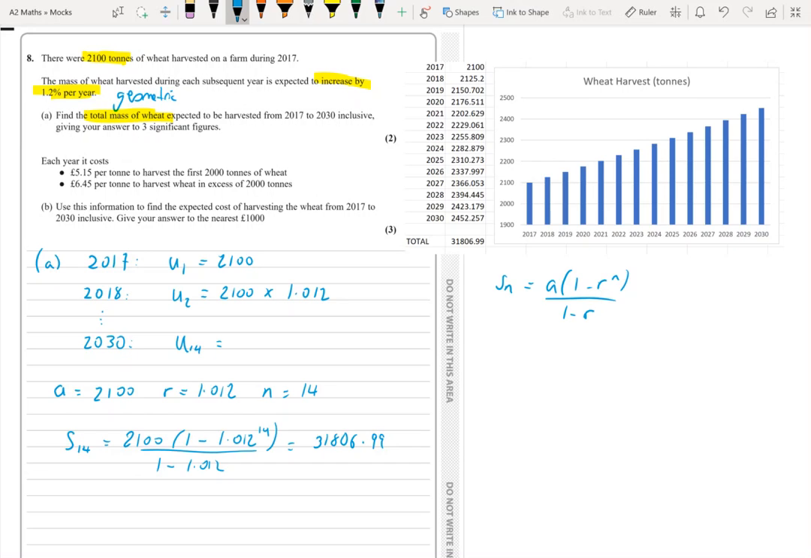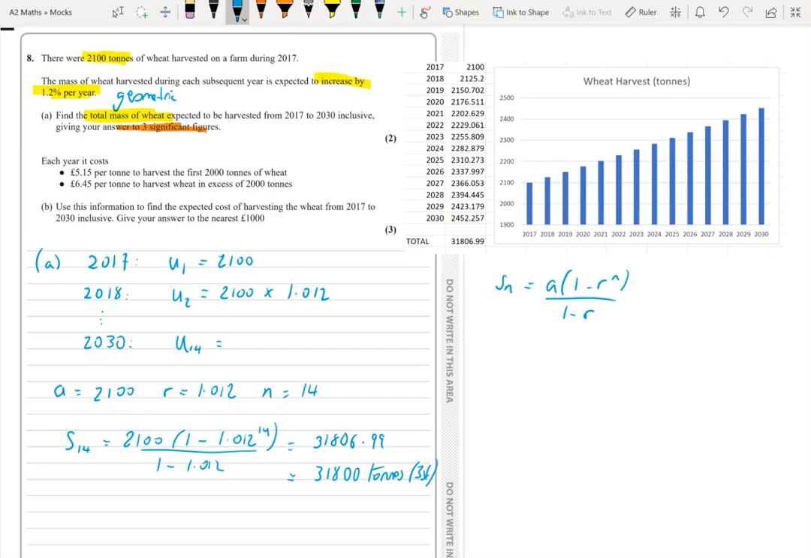So I want to double check that. Let's think about accuracy here. The question asks us to give it to 3 significant figures, so we'd lose a mark if we didn't do that. The first 3 significant figures are 318, and then we just round that off to an integer, so 31800 tonnes, and that's 3 SF. Okay, that's part A done. That's the total wheat harvest in those 14 years.